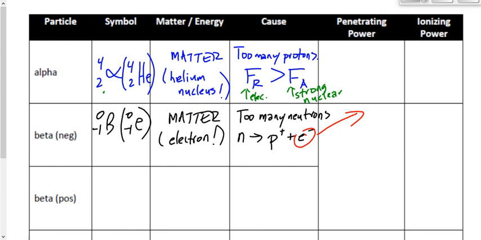Remember we said a minute ago, it's kind of odd that you get an electron out of the nucleus when there are no electrons in the nucleus. Well, how do we get one out? We made one. We changed a neutron into a proton and an electron, and then because the electron doesn't belong, it had to leave. That electron that leaves is the beta particle. That's my beta decay right there.